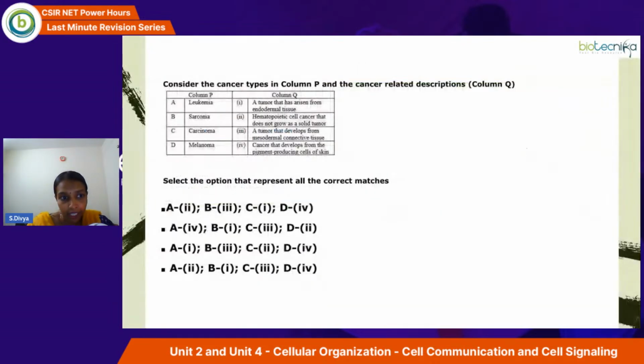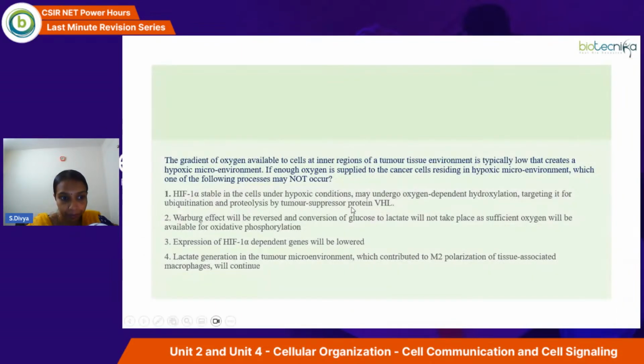Okay. Then sometimes you can also get questions in this form, that is match the following. So here you have to understand the terminologies like what is a leukemia, what is a sarcoma, carcinoma, melanoma. With this, you can easily get the answer. So these are direct questions. You can relate to it quickly unless you don't know the definitions. So this also you can go through later because these are direct questions.